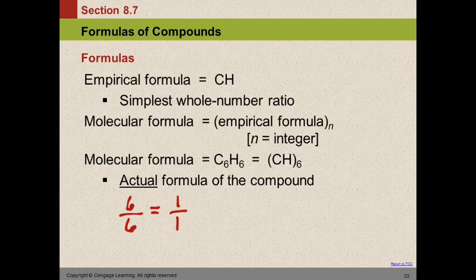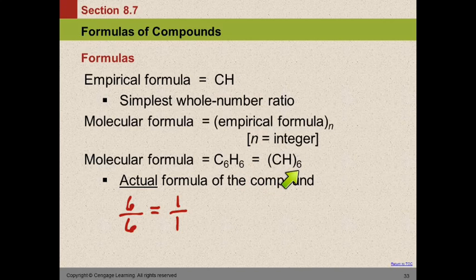The empirical formula can be found from experiment. The molecular formula cannot be found directly from an experiment like what we did. There's a relationship between the empirical and the molecular formula. The molecular formula is some multiple of the empirical formula. So just like 6 over 6 is a multiple of the fraction 1 over 1, if we multiply it by 6, we get 6 over 6. Here, if we take this empirical formula and multiply it by an integer, we get the molecular formula C6H6.